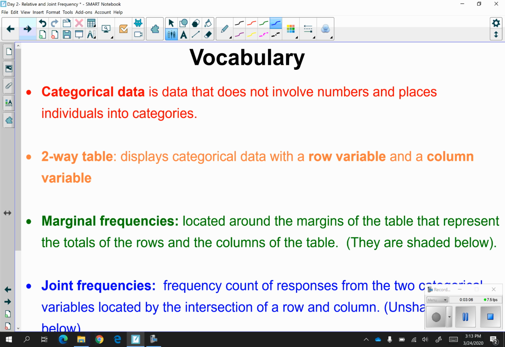Categorical data is when your data is divided up into categories, such as the number of girls or the number of guys. Now, a two-way table displays categorical data with a row variable and a column variable. So your rows go left to right, and columns, like columns on a front porch, go up and down. So basically a two-way table combines two different types of categories together. Not only boys and girls, but do boys and girls prefer chocolate ice cream, vanilla ice cream, or strawberry ice cream?